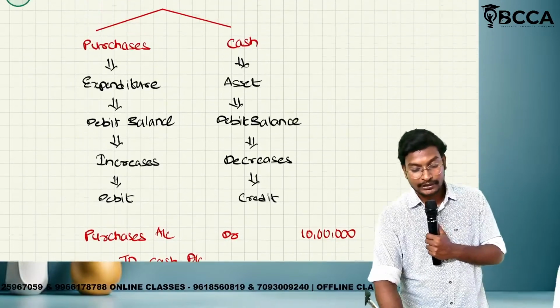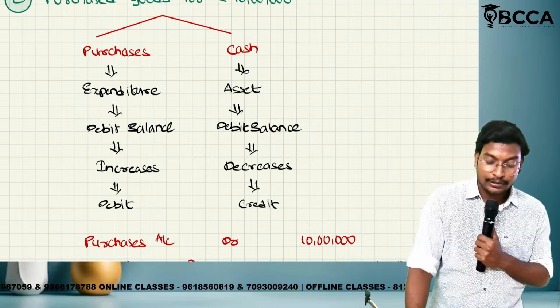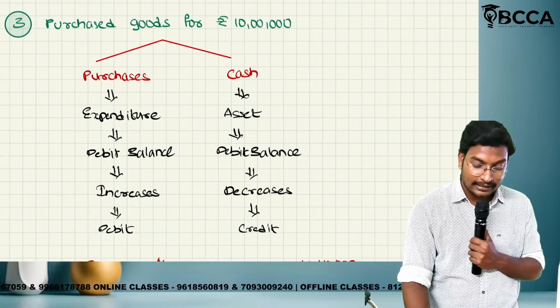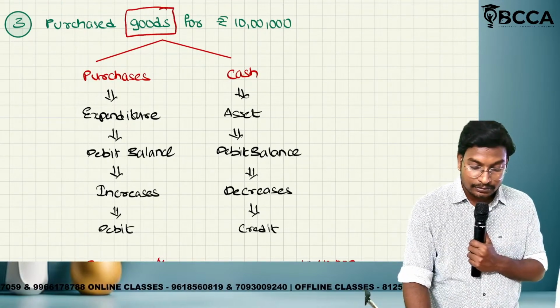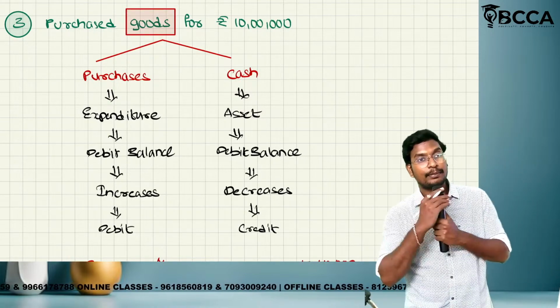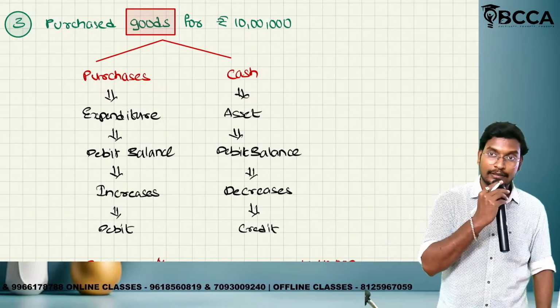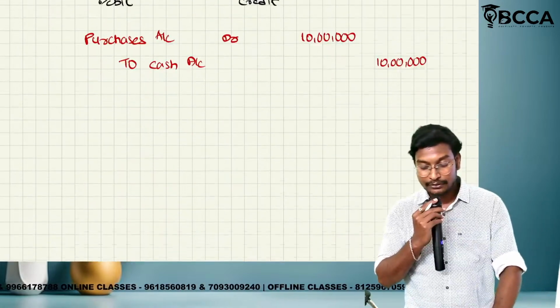Is there any doubt in this journal entry? First of all we need to take the correct assets. What are the assets we need to take? Purchases, because we are purchasing the goods. We are purchasing the goods, so we need to use the word purchases. While purchasing plant and machinery, we have to take the word plant and machinery directly.